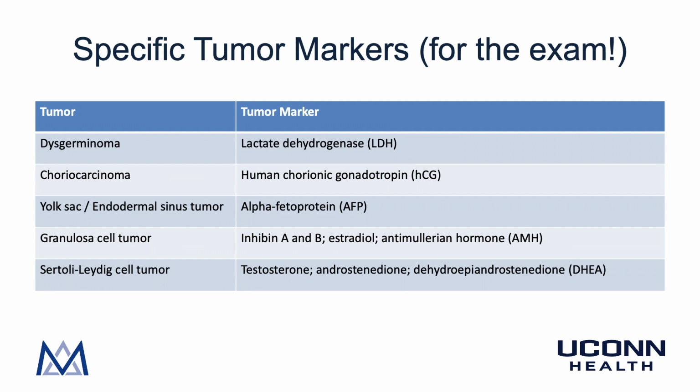For dysgerminoma, the tumor marker is lactate dehydrogenase, or LDH. For choriocarcinoma, the tumor marker is human chorionic gonadotropin, or HCG. For the yolk sac, or endodermal sinus tumor, and those are the same thing, the tumor marker is alpha-fetoprotein, or AFP. Granulosa cell tumors will secrete inhibin A or B, estradiol, and anti-Mullerian hormone, or AMH, and Sertoli-Leydig cell tumors will secrete testosterone, androstenedione, and dehydroepiandrosterone, or DHEA.